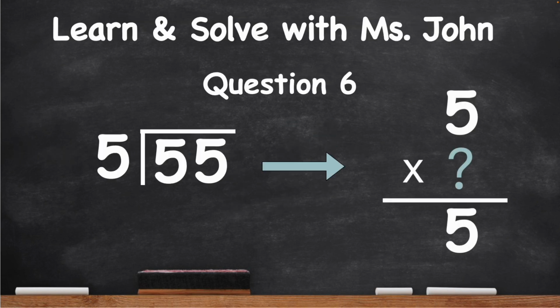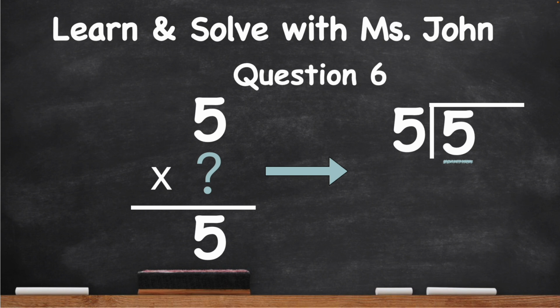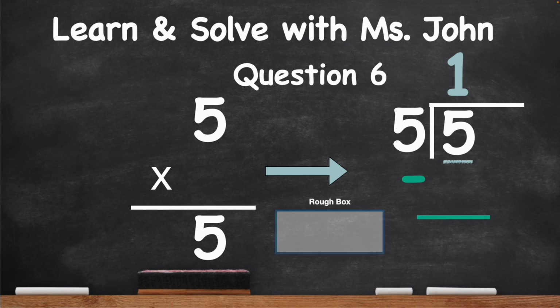Let's divide 55 by 5. We're first going to divide the first 5 by 5, then the second 5 by 5. So let's begin. 5 times what gives you 5? The answer is 1. 5 times 1 gives you 5. Therefore, we're going to move the 1 on top of the 5 in the division box. We'll then continue to subtract the answer from the 5. Let's first draw a rough box. In the rough box, we're going to do 5 times 1. 5 times 1 equals 5. We're now going to move the 5 underneath the 5 in the division box. We're going to subtract these two numbers, so 5 minus 5 equals 0.